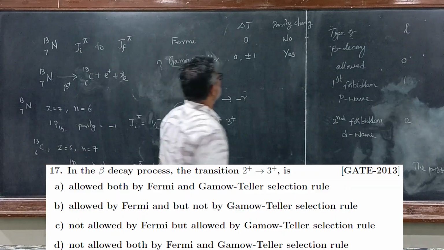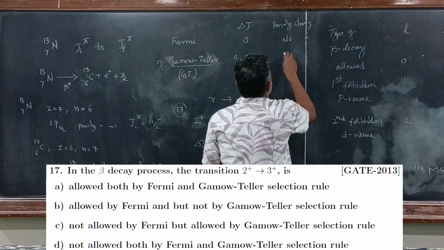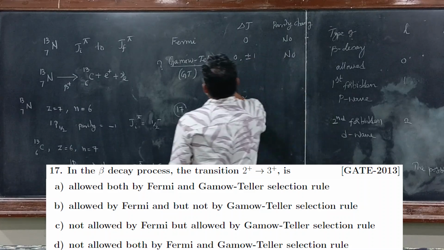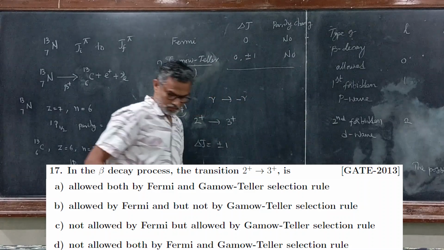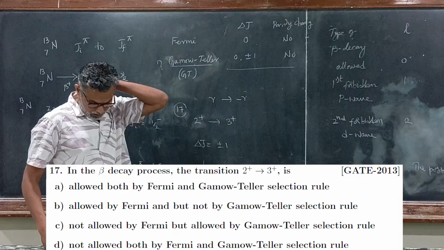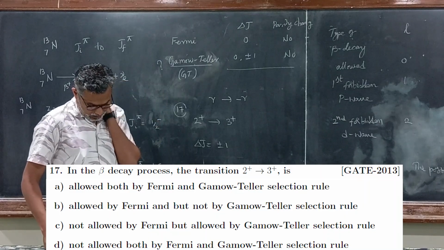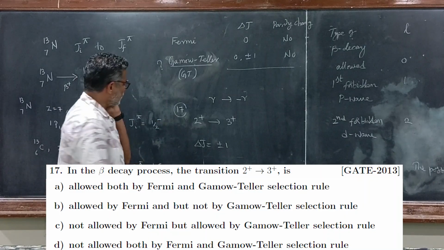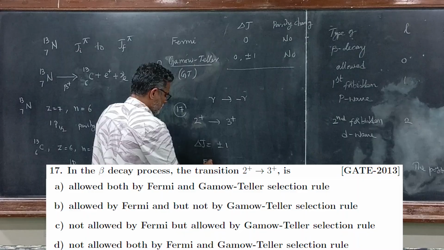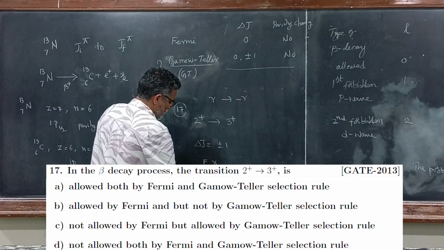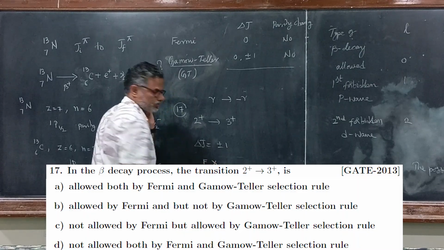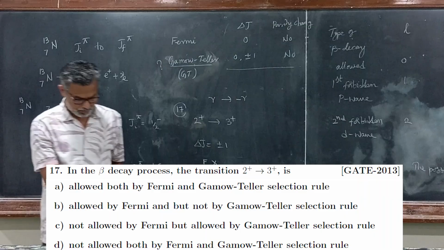So then the condition is, sorry for that, Fermi is not allowed, Gamow Teller is yes. So that is the option.